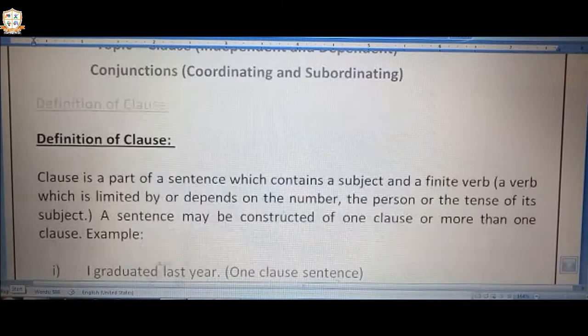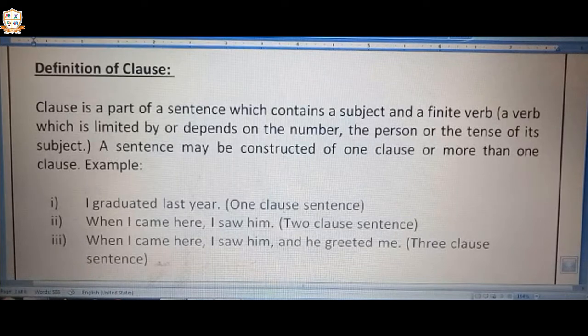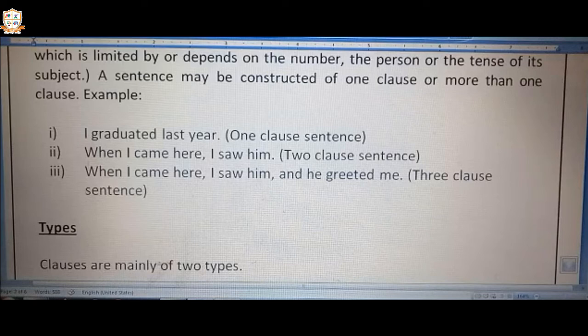What is a clause? A clause is a part of a sentence which contains a subject and a finite verb. A sentence may be constructed of one clause or more than one clause. From the examples given below, we can understand that.